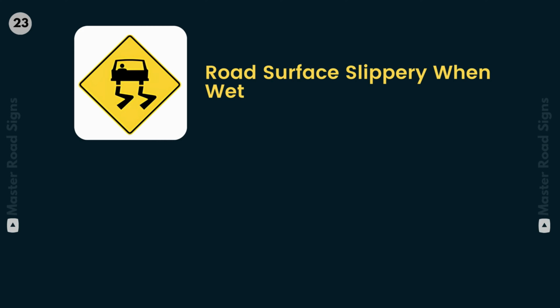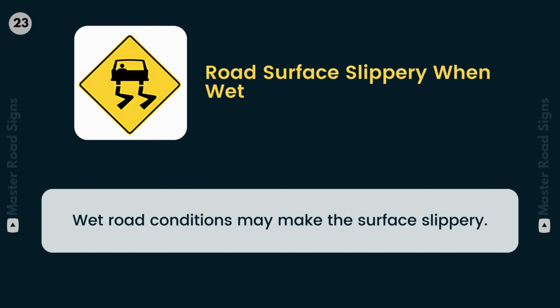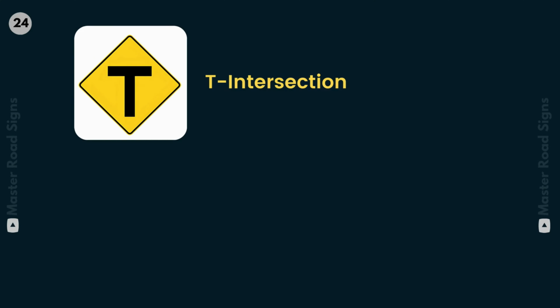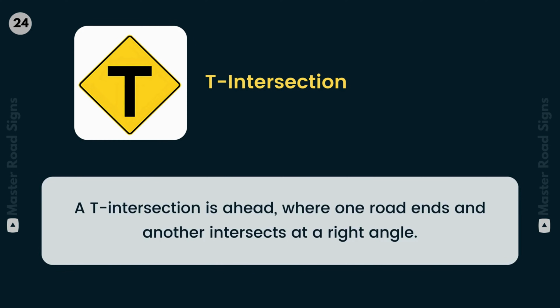Road surface slippery when wet sign. Wet road conditions may make the surface slippery. T intersection sign. A T intersection is ahead, where one road ends and another intersects at a right angle.